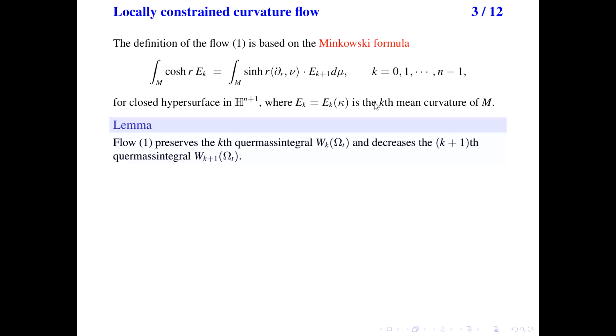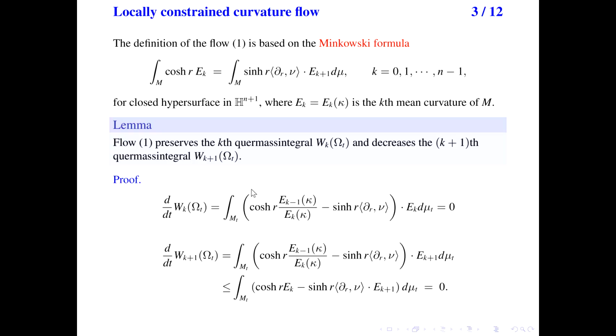So from this Minkowski formula, we see that the flow by Brendle, Guan and Li has a very nice property, which preserves the k-th quermassintegral W_k and decreases the (k+1)-th quermassintegral W_{k+1}. This can be proved by a direct calculation. For example, we see that the time derivative of W_k is given by the integration of the speed of the flow times E_k. And this integration is equivalent to the Minkowski formula. So this is 0, and W_k is preserved.